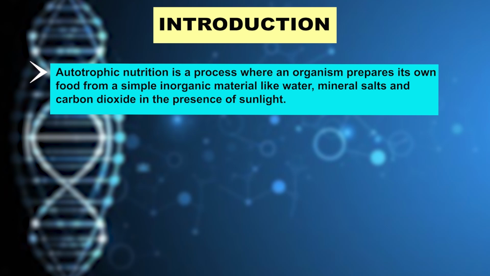To begin with, autotrophic nutrition is nothing but a process where an organism prepares its own food from simple inorganic material like water, mineral salts and carbon dioxide in the presence of sunlight. Well, when you are listening to this line, I believe you must be remembering photosynthesis.